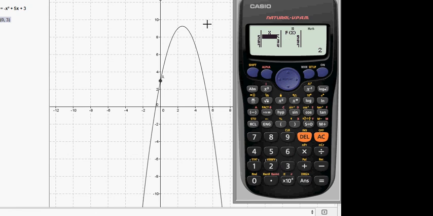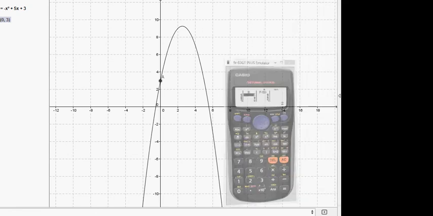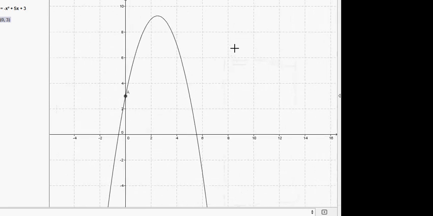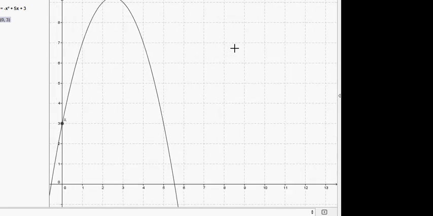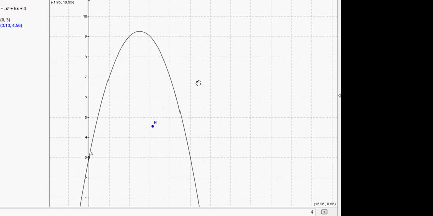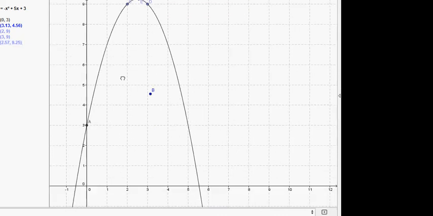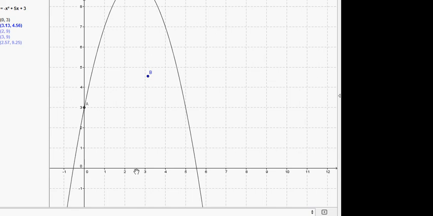So if I was to zoom in on this, we can see that 2, 9 and 3, 9 are both here. So you can see that there's 2, 9 and 3, 9. Now where's the maximum point located? Halfway between them. Do you understand? The maximum point is going to be at x equals, C and D are 2 and 3, so when x equals 2.5, it's at its maximum value.